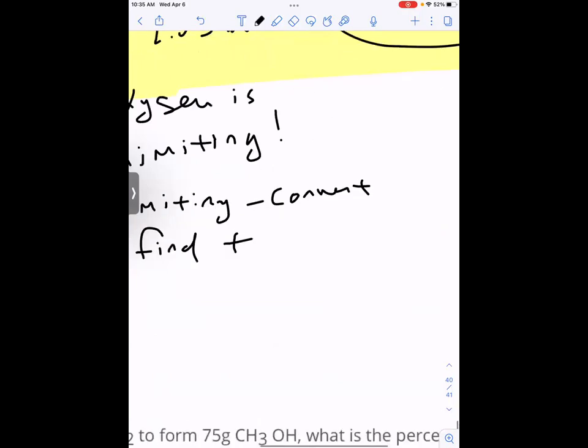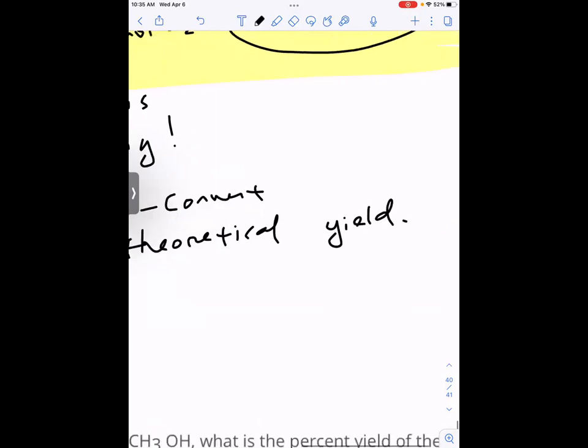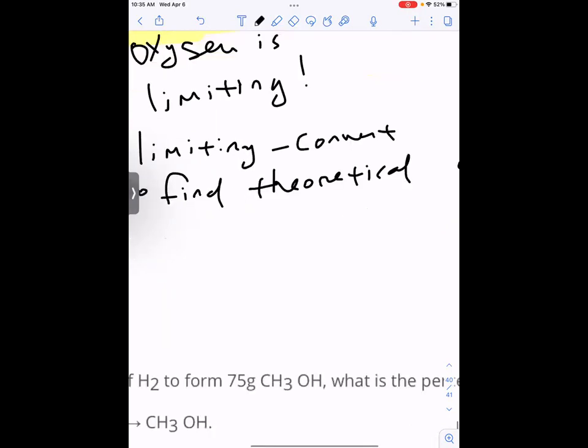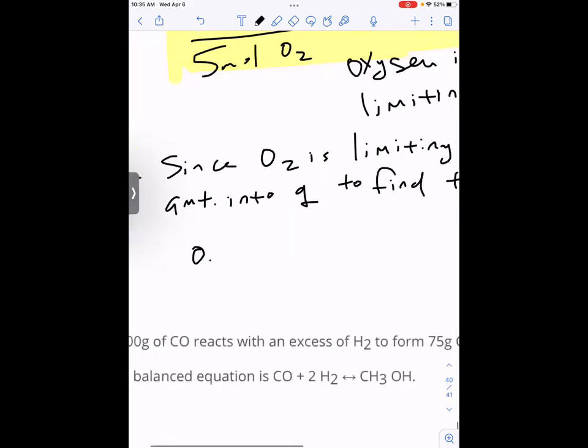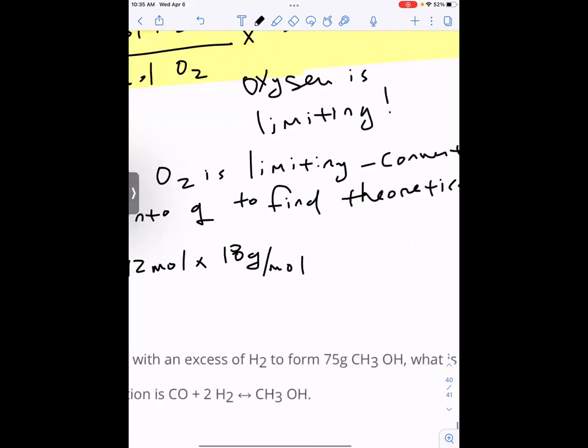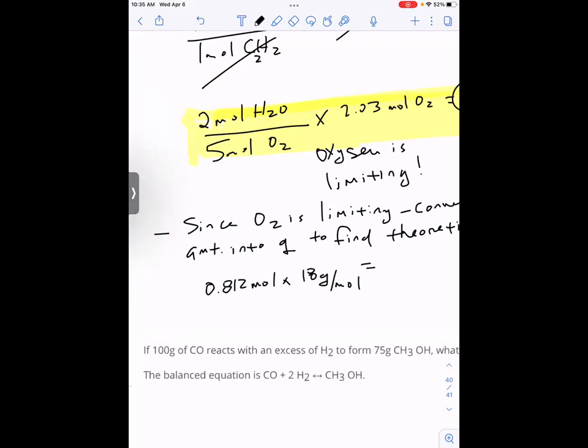To find a theoretical yield, that's always going to be based on your limiting reactant. So the theoretical yield is 0.812 moles times 18 grams per mole, because that's the molar mass of my product. What do we get from that? About 15 point something.